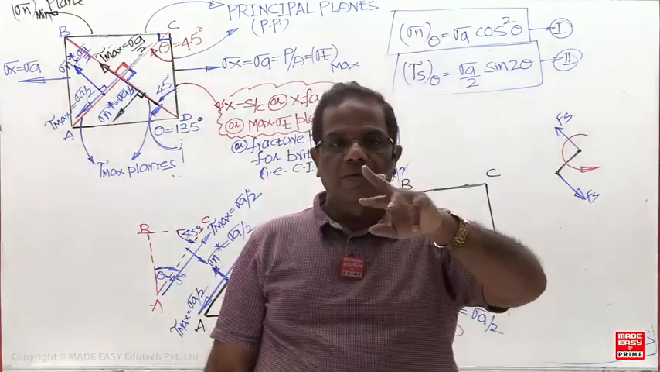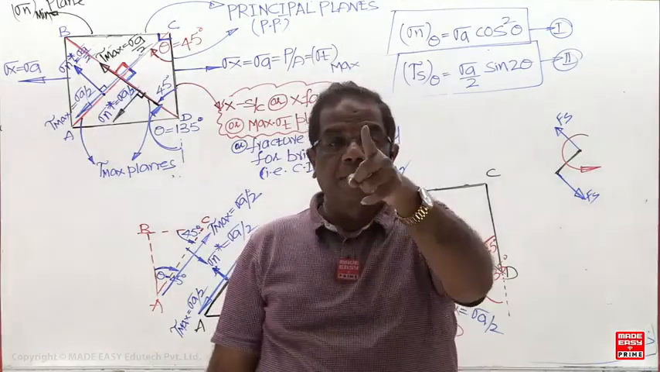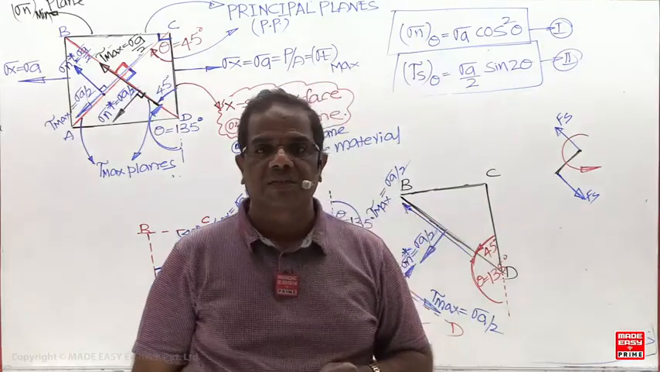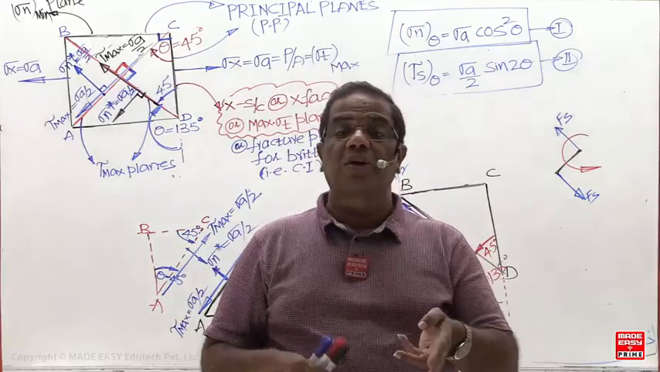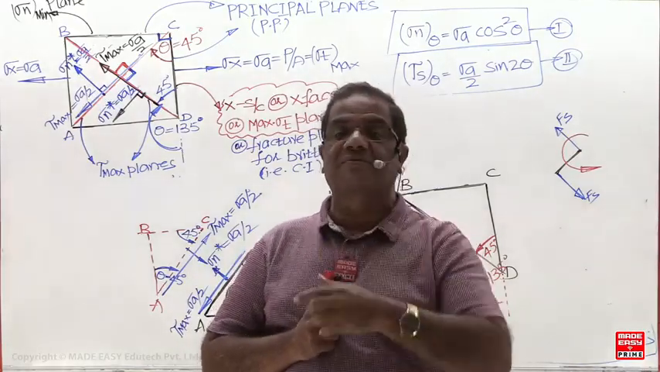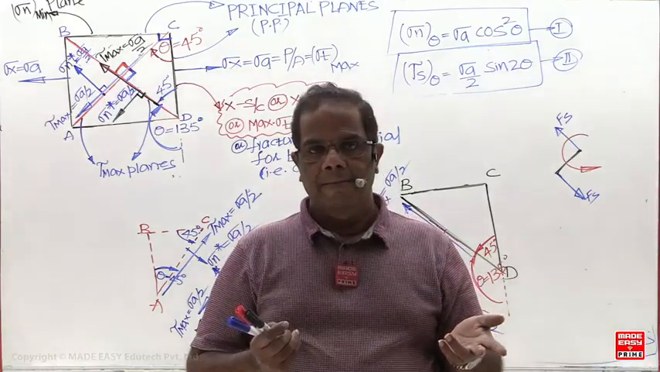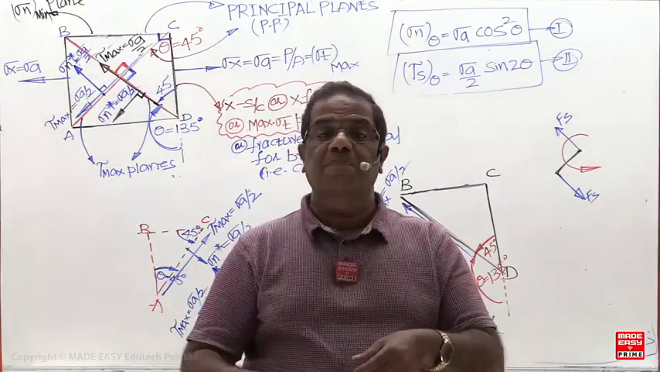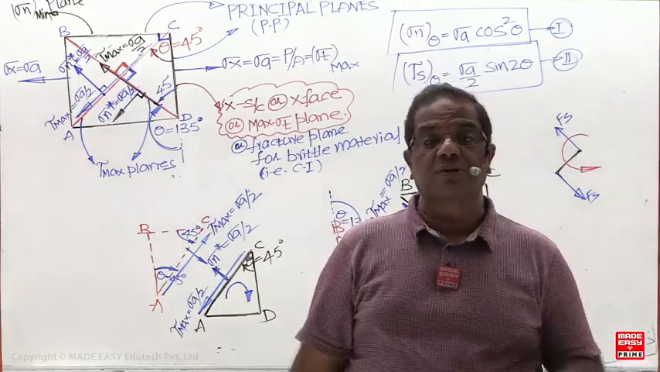We have studied that on an oblique plane we get normal and shear stress. But on a principal plane, you get only one stress. Which stress? Normal stress or shear stress? On the remaining planes, you get both normal and shear. But on a principal plane, you get only normal stress. Always on this plane, one stress is 0. Which stress is 0? Shear stress is 0.